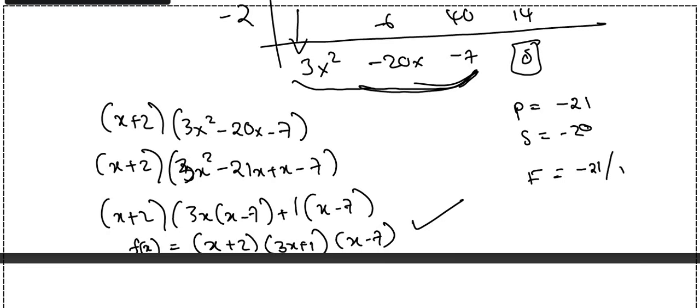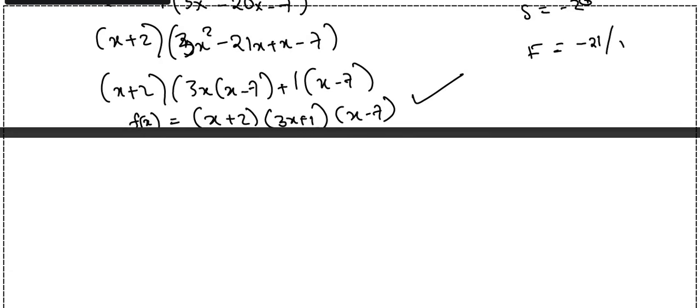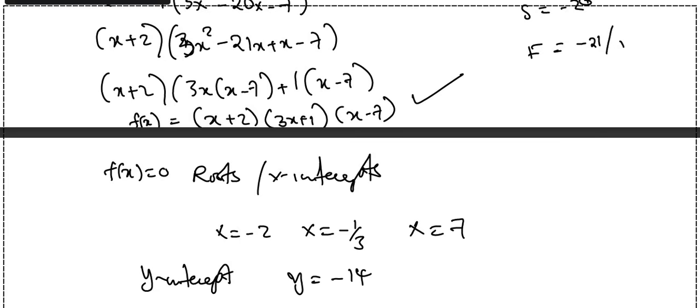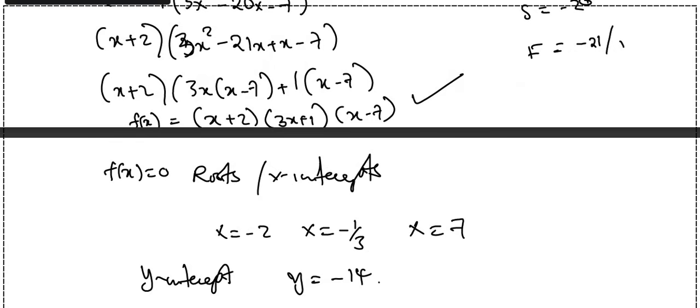Now, when they ask us to sketch, or to graph the function, we're simply going to solve each piece and equate it to 0. So we're going to get what we call the roots. So f of x is equal to 0. We get the roots, or rather, the x-intercepts. It's the same thing. So when you solve this, you get x is equal to negative 2, x is equal to negative 1 over 3, x is equal to 7. The y-intercept is simply the constant in the question, which was y is equal to negative 14. When you go back to the question, the constant there is negative 14.